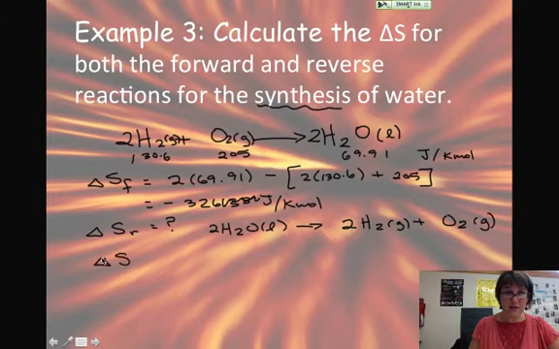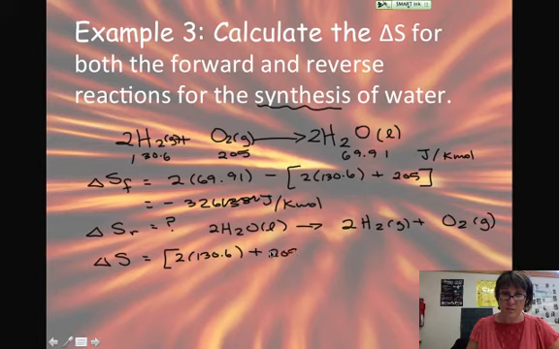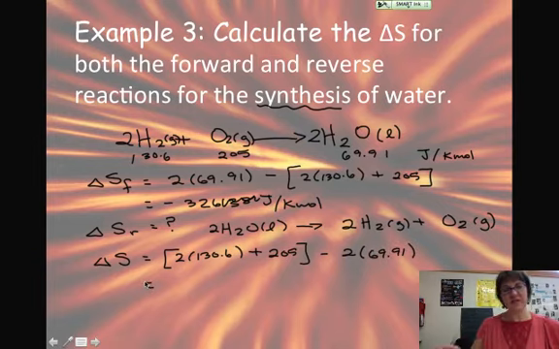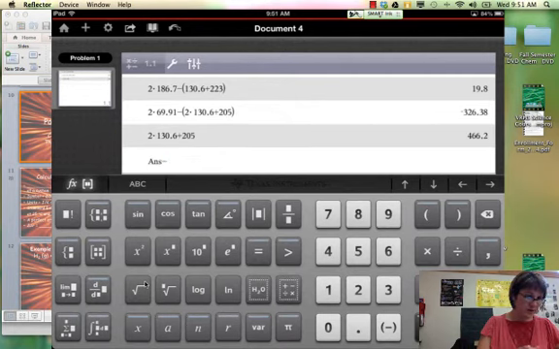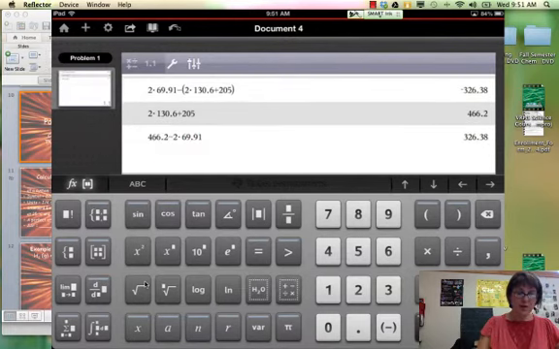So now, to calculate delta S for the reverse reaction, I take the sum of my products, which was 2 hydrogens and 1 oxygen, and I subtract the sum of my reactants, 2 liquid waters, 2 times 69.91, and then we'll put this through our calculator just to see if our suspicion is correct. I haven't told you the right answer because I want you to see for yourself. So I take 2 times 130.6 plus 205, and I'm going to subtract from that answer 2 liquid waters. Hey, it's the same number, only the sign is switched.